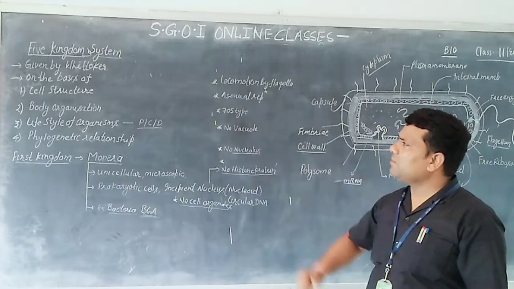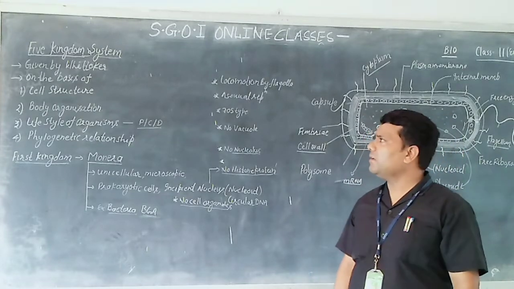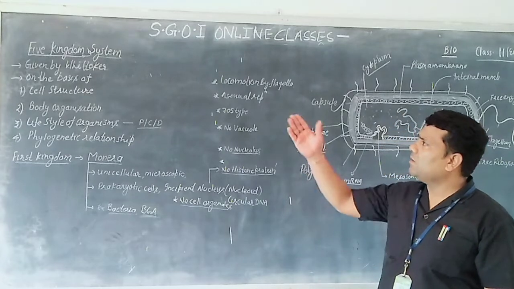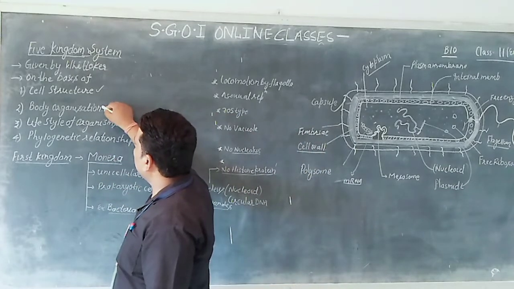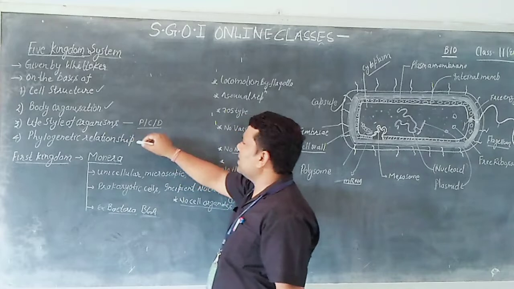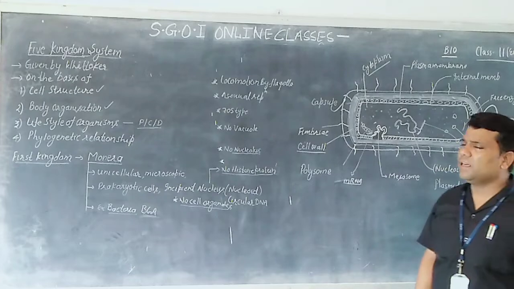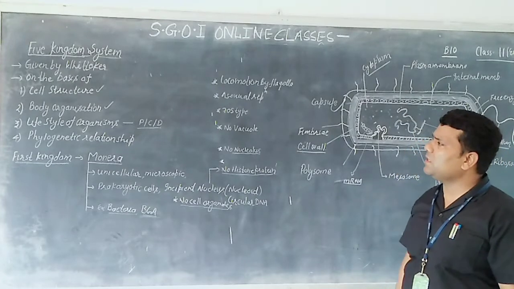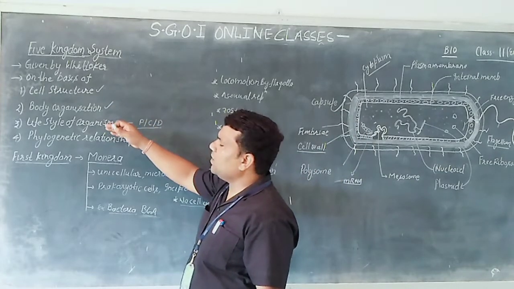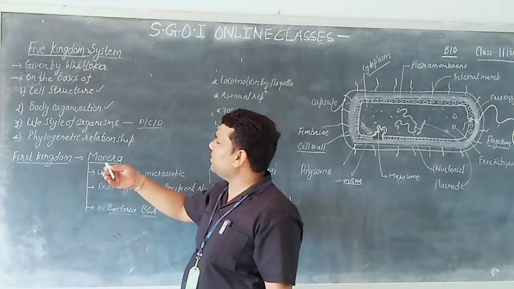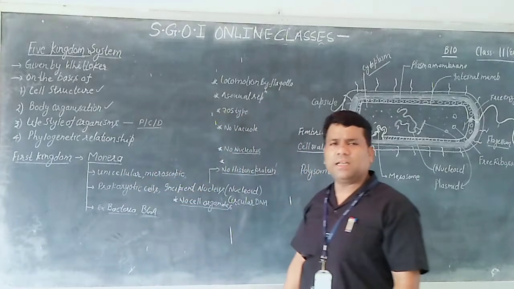The five kingdom system is given by Whittaker. He is one of the most important taxonomists, and the classification is given on the basis of these structures. First is cell structure, second one is body organization, third one is lifestyle of organisms, and fourth one is phylogenetic relationships. Whittaker classified the organisms on the basis of these four types. He put the organisms into different kingdoms: Monera, Protista, Plantae, Fungi, and Animalia.